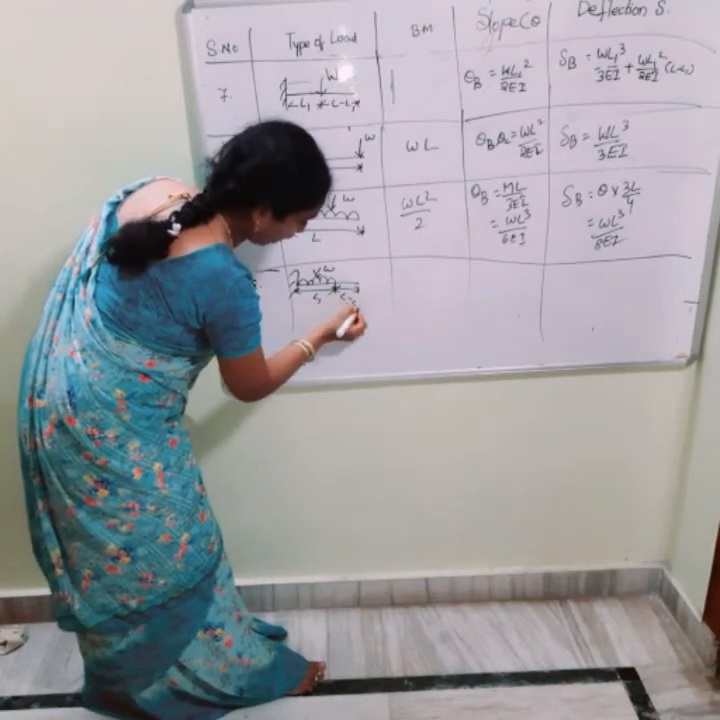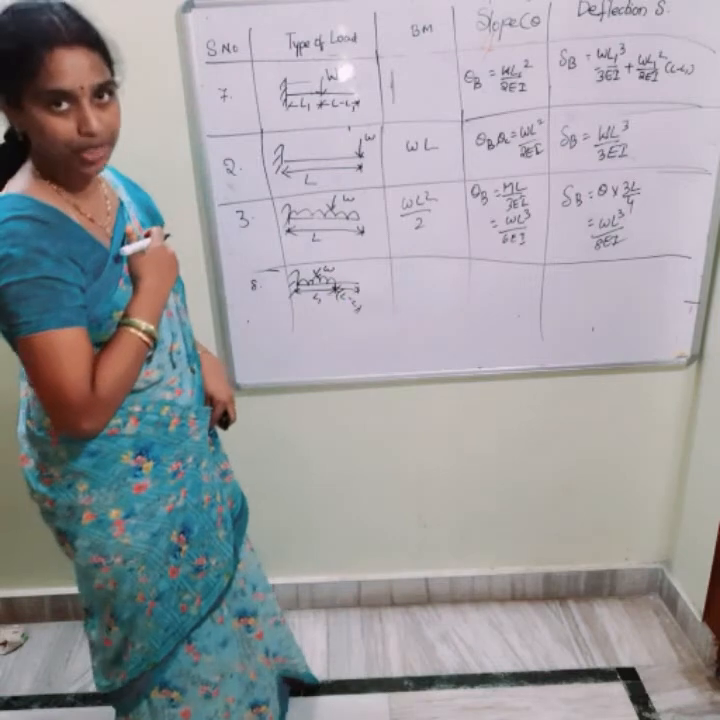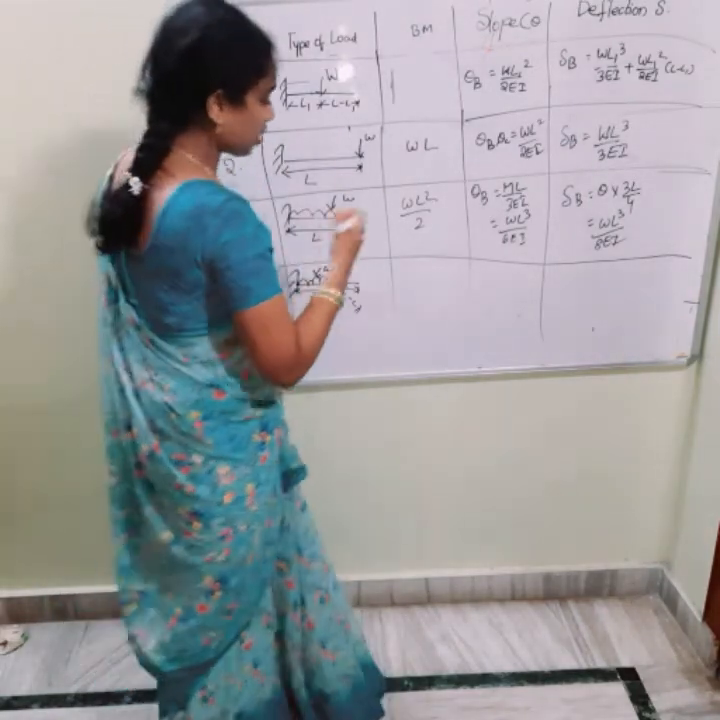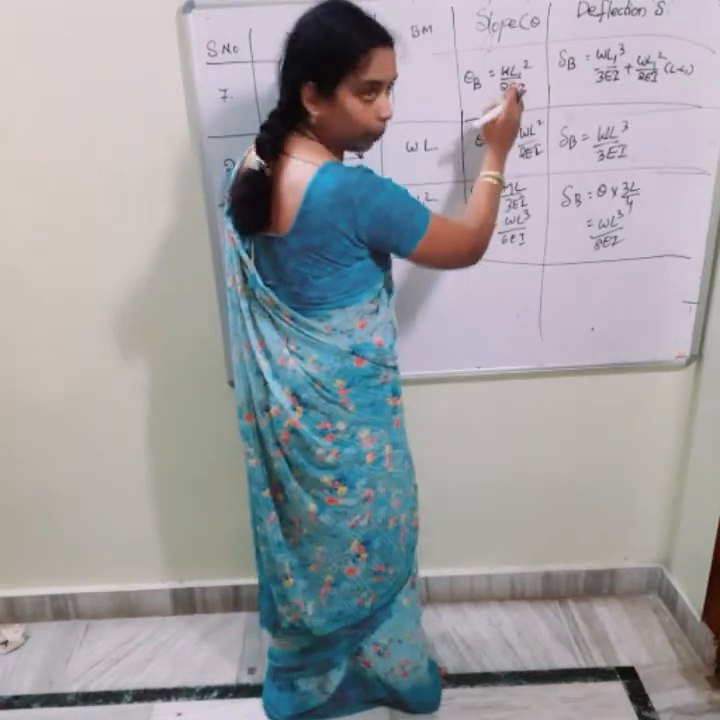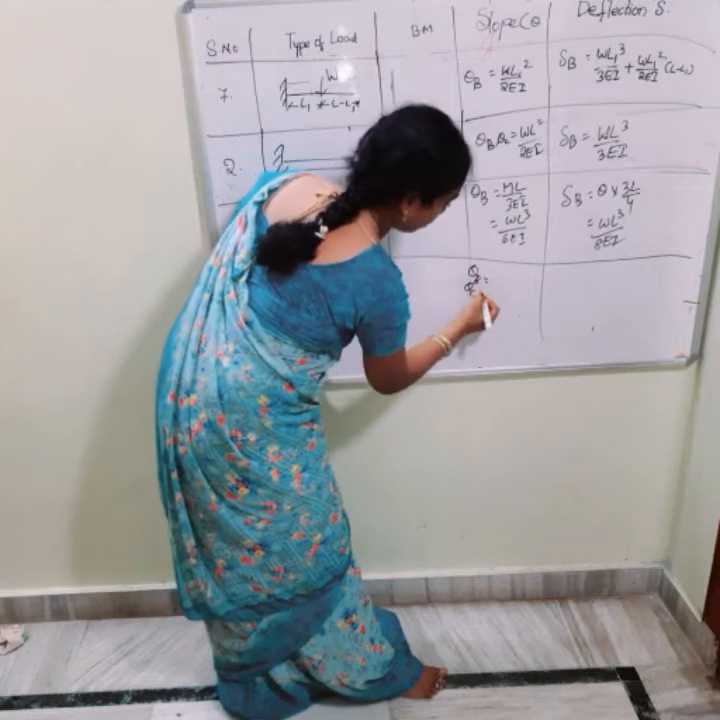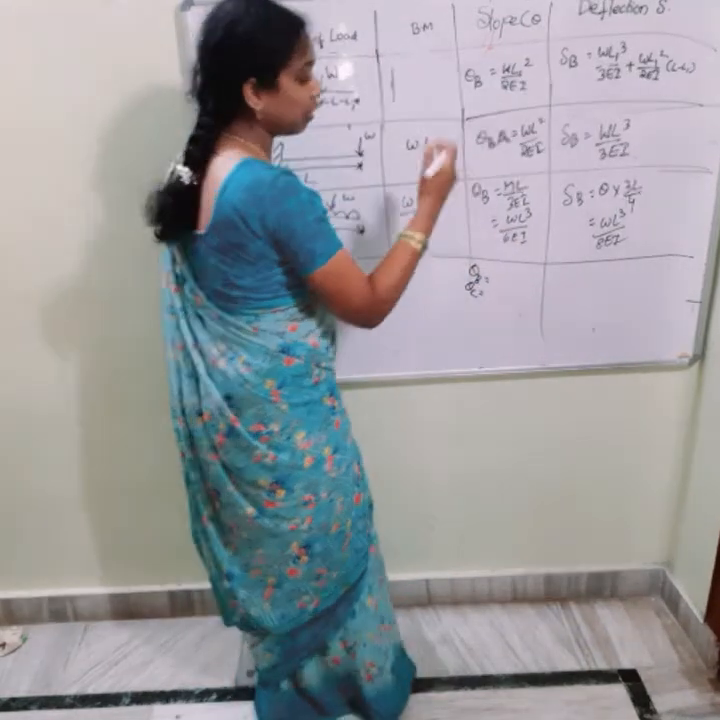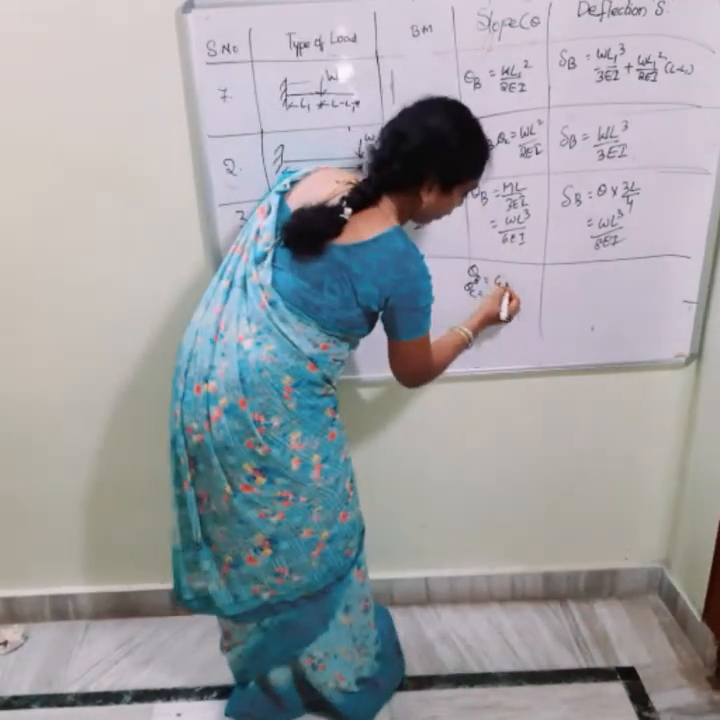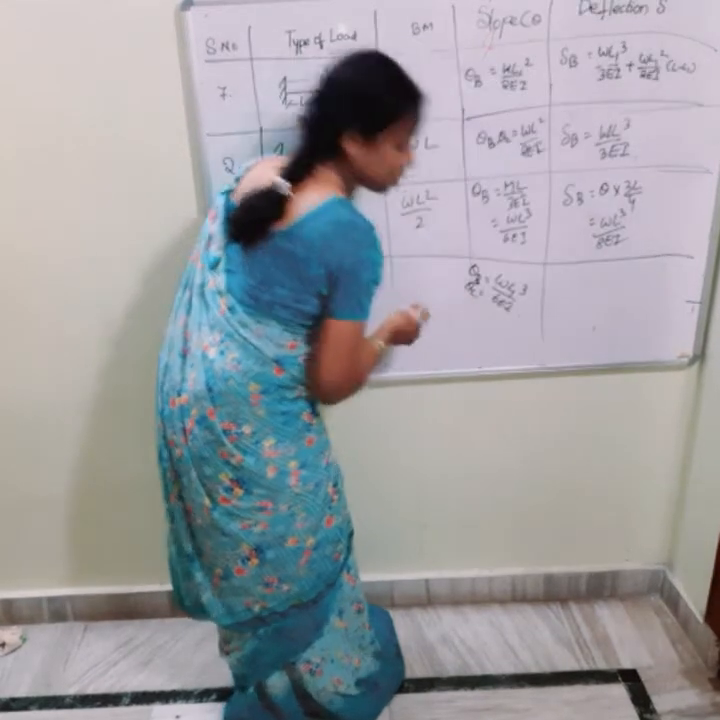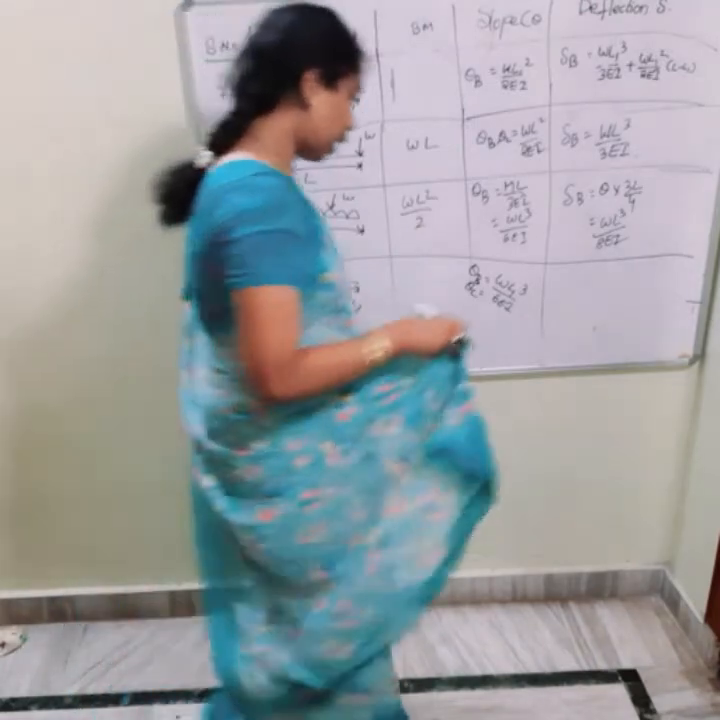When the loading is acting on the left half of the span, a UDL, it is the same as the point load. See here, I have just replaced L with L1. Here also theta B and theta C are the same. So I am just replacing L with L1 in WL cube by 6EI. It is WL1 cube by 6EI, right? It is the same.